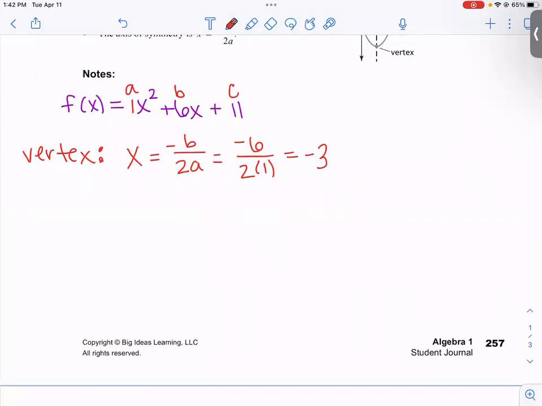Okay, so now, isn't our vertex like an X and a Y? Yeah. So Preston, how would I figure out my Y coordinate? Does anybody know? Ooh, that's a good idea, but it is not C. If this is X, how do we find a Y? So we're going to plug in -3 to x squared plus 6x plus 11.